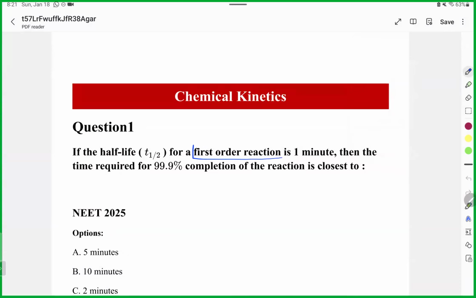Tuhina, first order reaction, half life time is this. Then how much time is required to complete this percentage of reaction? So 10 minutes. For this, first you have to calculate your K value. K value is 0.7 divided by 1 minute. So K value will be equal to 0.7 per minute. Okay. Now that you know this, you have to calculate time.